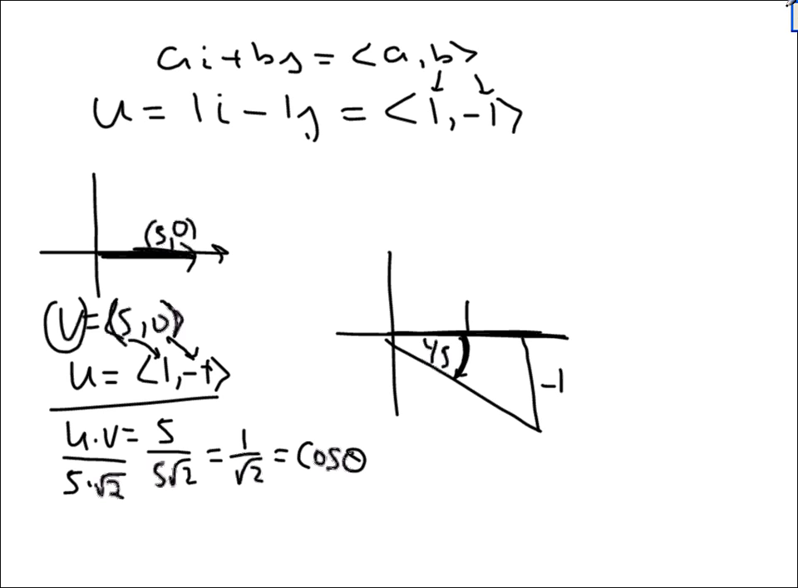That's the cosine of theta. The cosine of theta is 1 over square root of 2. So this angle is 45 degrees, exactly what we got before. You're able to pick any vector on the x-axis. Any vector.